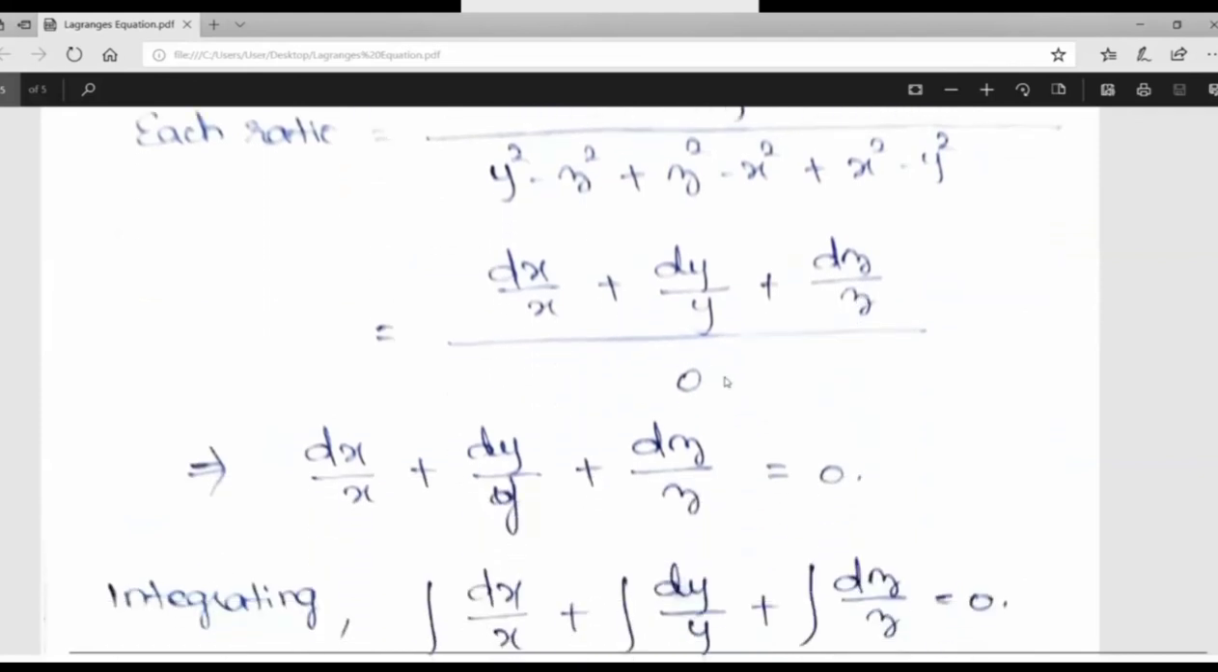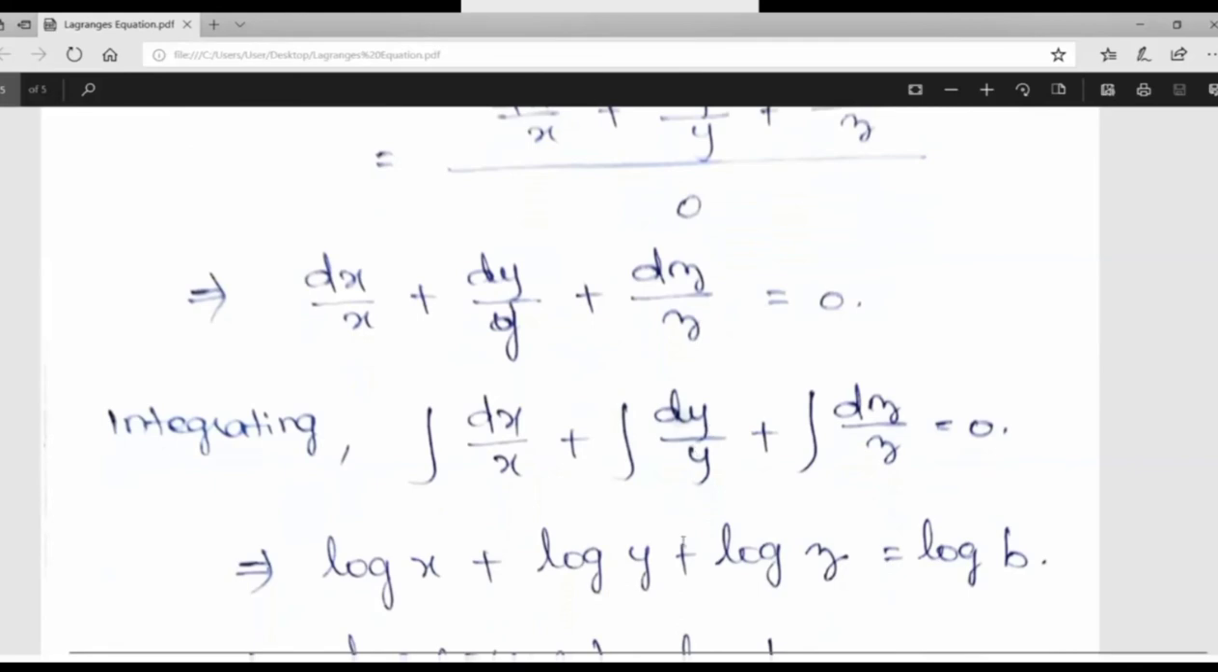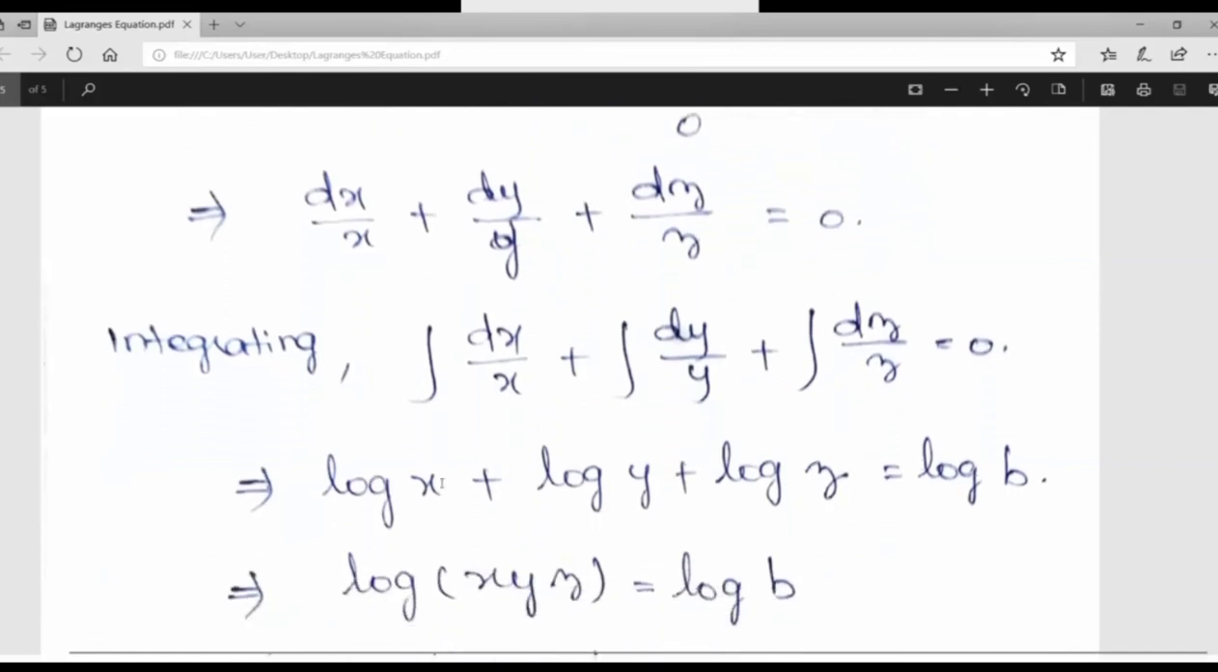And you can neglect this 0 and say this one is dx by x, dy by y, dz by z. So the integration of dx by x is log x, dy by y is log y, dz by z is log z. And this term if you are integrating, you will be getting log b. Any constant we can have. Since we are having all the terms as log here, we can take this one as log only. So here it is log b.